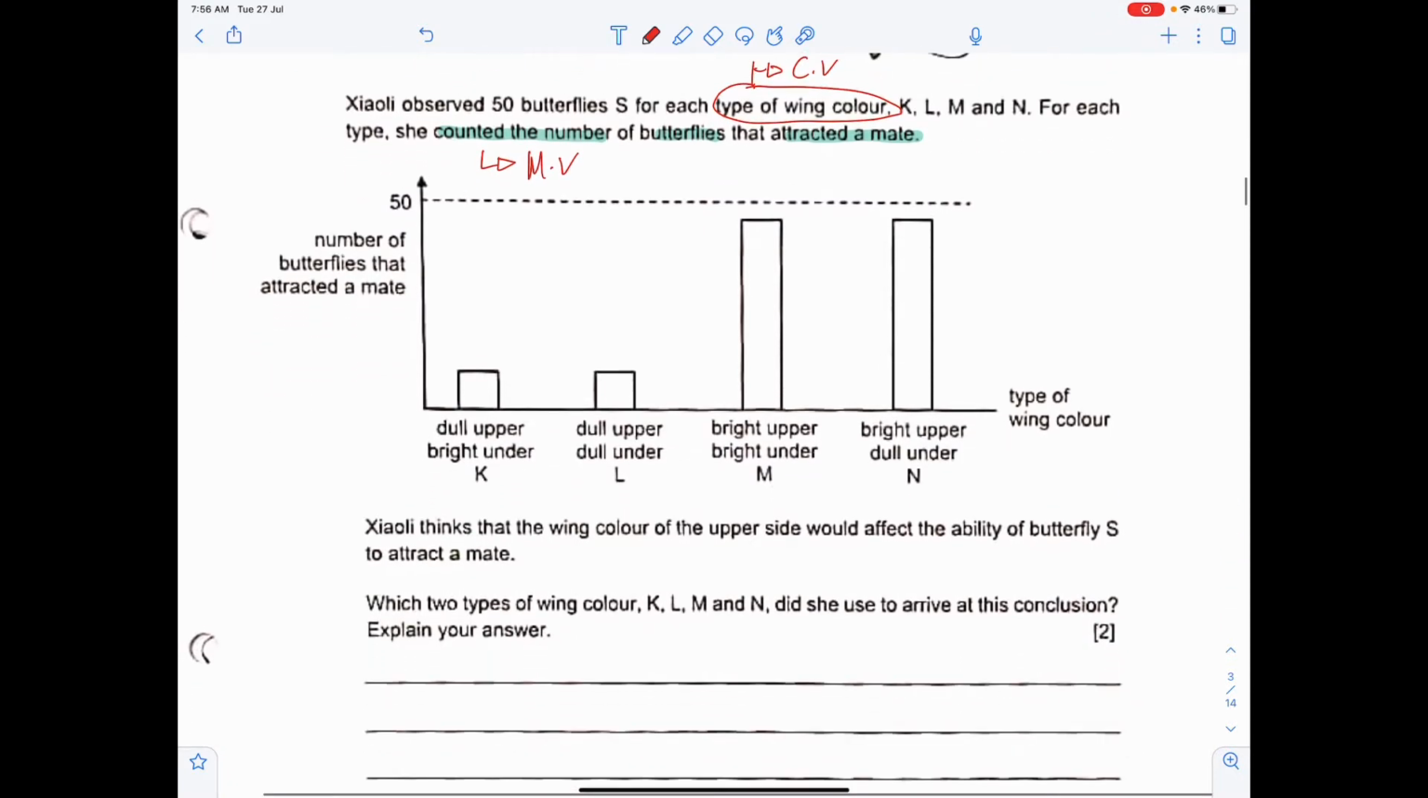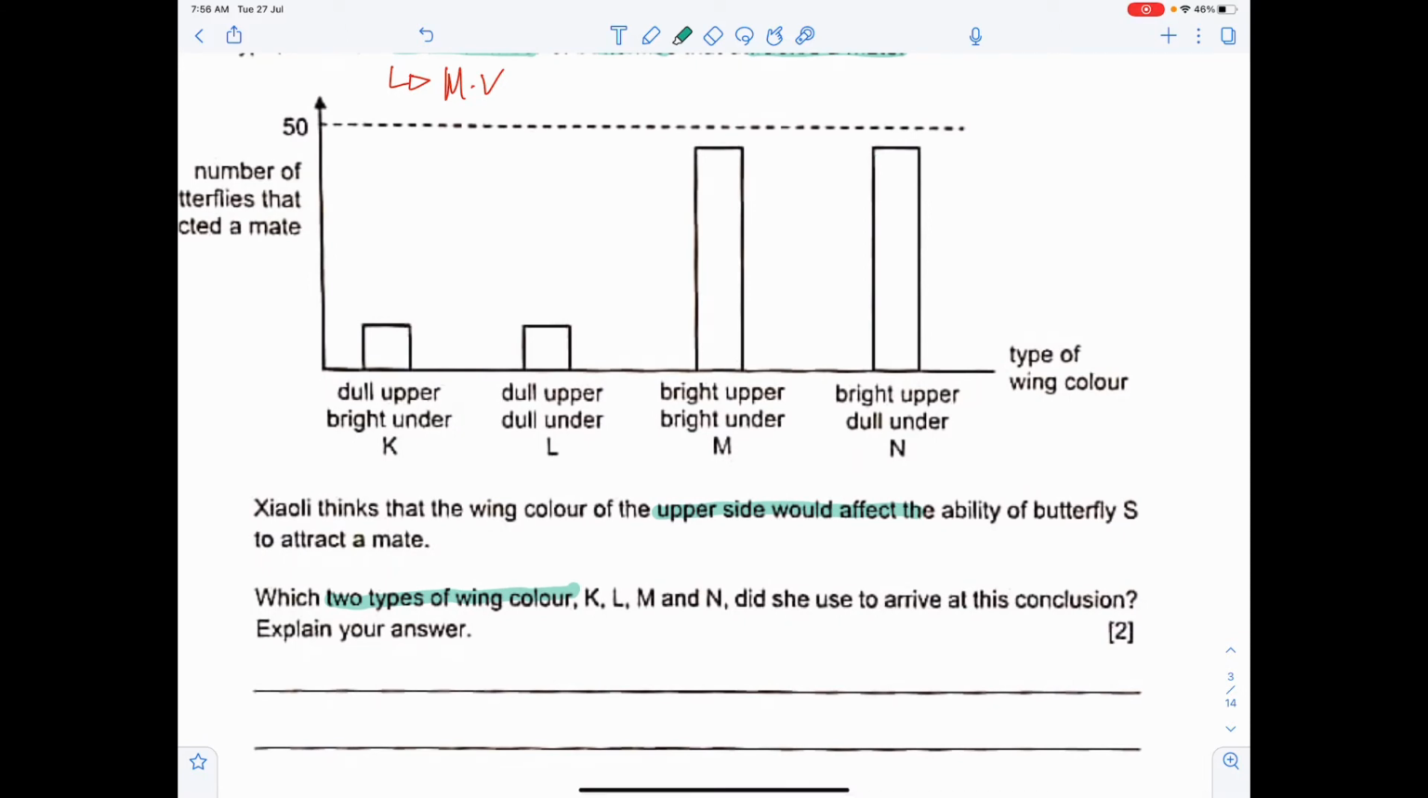Now the question goes on to explain that Xiaoli thinks that the wing color of the upper side would affect the ability of butterfly S to attract a mate. Which two types of color K, L, M, and N did she use to arrive at this conclusion? Explain your answer. So this question is actually disguised as a fair test question. I just want to do a very quick revision, which is very important. Now, there are three types of factors in an experiment that are very similar.